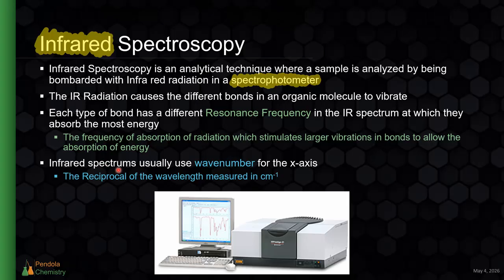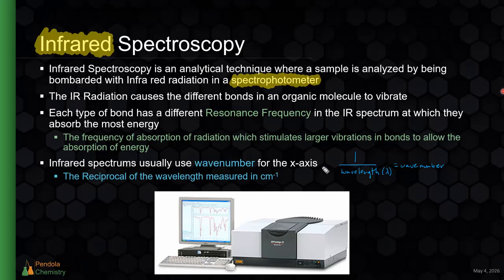Infrared spectrums, which is the chart, the graph that we get as a result of infrared spectroscopy, are usually going to use what we call wave numbers as the x-axis. Wave numbers are just a very simple concept. A wave number is the reciprocal of the wavelength. So it's 1 over the wavelength, which we say is lambda, if we remember that from honors chemistry. That is going to be the wave number.